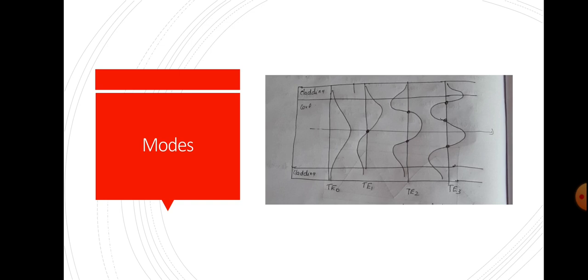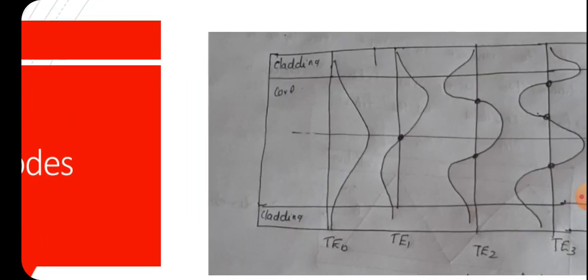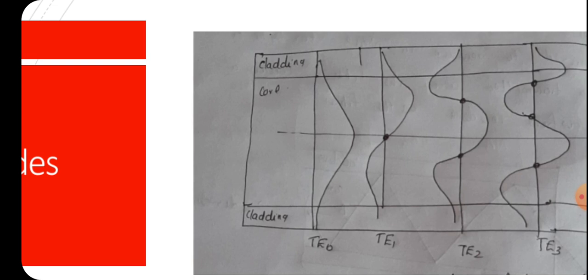Okay, you can clearly see in the figure that inside the core there is a maximum point for the TE0 mode. Okay, there is one maximum point, so it is represented by TE0. That means even when the order is 0, there will be one field maxima at the center of the core. And you can also see that the field maxima decays towards the core-cladding boundary. Okay, and that field is decreasing towards the core-cladding boundary.